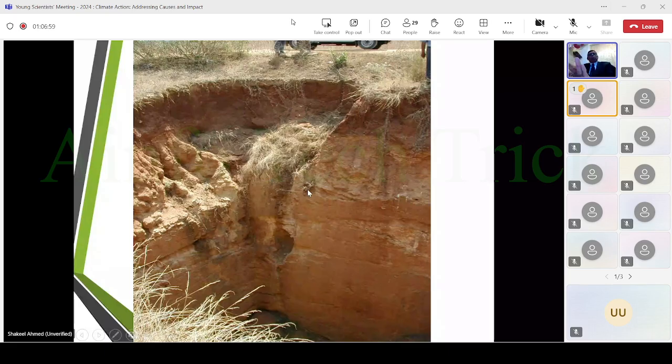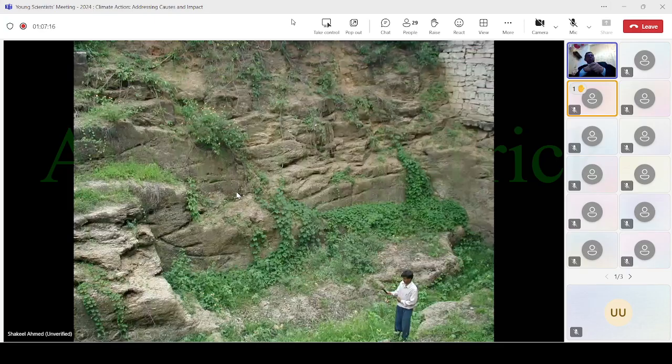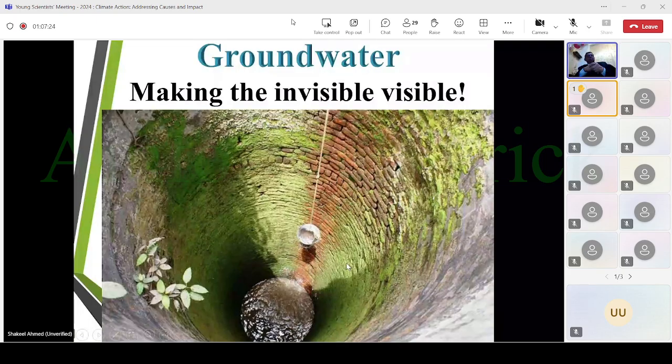Now, how do you tackle the groundwater? Because now it is decided that we have to capture the rainfall, which comes in a very intense way. Otherwise, it will be lost, and then we'll have a crisis. So to avoid the crisis, we have to capture the rainfall and store it in the subsurface as groundwater. So now I have shown you some real pictures, but what you need is to make the invisible visible, because groundwater is under the ground, so it's not visible.